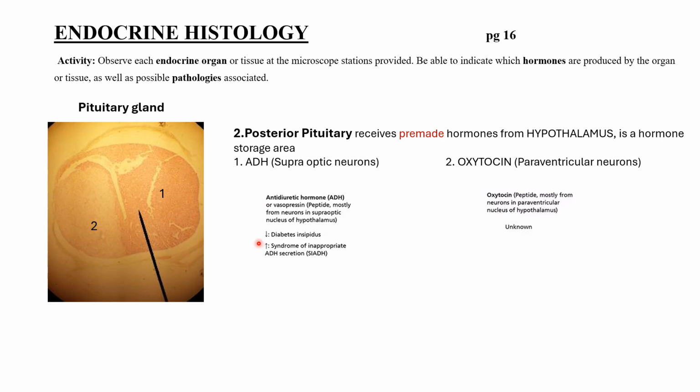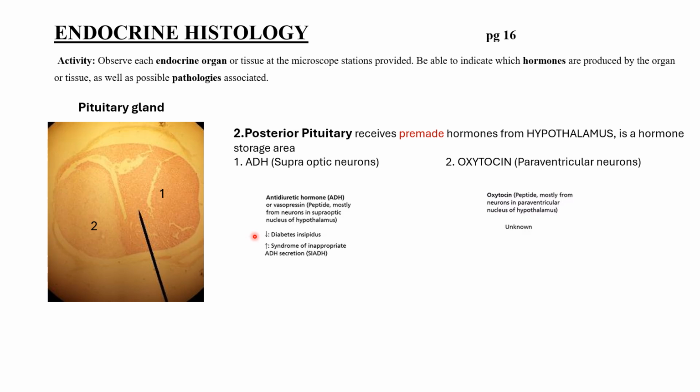So now let's go over the pathology. What happens when there is too little antidiuretic hormone? As you can imagine, I want you to take a moment and think. When antidiuretic hormone is absent, the water from the urine will not be reabsorbed back into the blood. As a result, we will have a large amount of urine. This condition is known as diabetes insipidus.